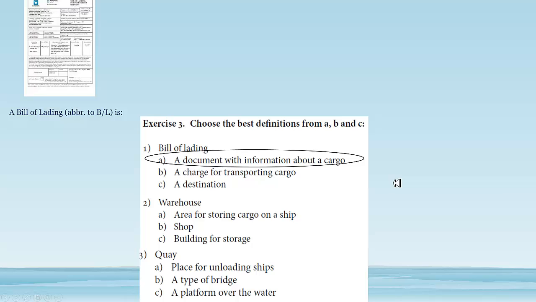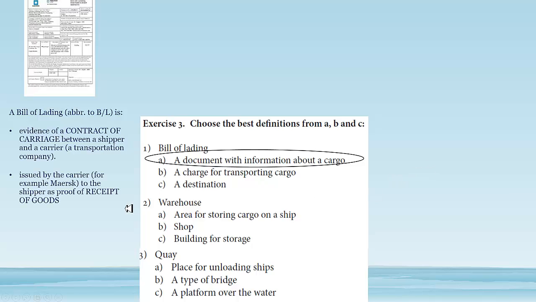A bill of lading is one of the most important documents in the shipping industry. It's abbreviated to a BL, and it is an evidence. When you're shipping something, you have evidence, a piece of paper that shows that you have a contract of carriage between a shipper, that's you, and a carrier, somebody that's going to do the transportation for you. So that's your contract that it's going to be shipped. Not only that, it's issued by the carrier as a receipt of goods that they have actually taken on board or received the goods from you.